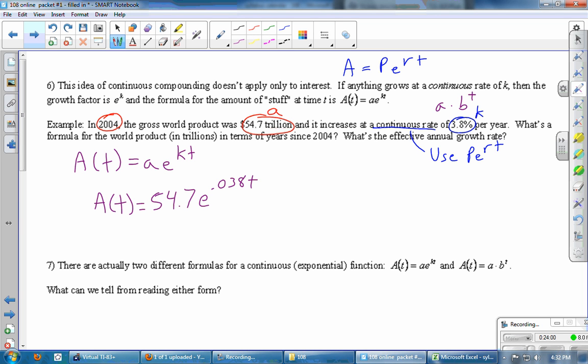And that's our formula. So what does it say here? What's the formula for world product? We've got it, it's right there. And next part, what's the effective annual growth rate? So we'll use the formula that we wrote down on the previous page.